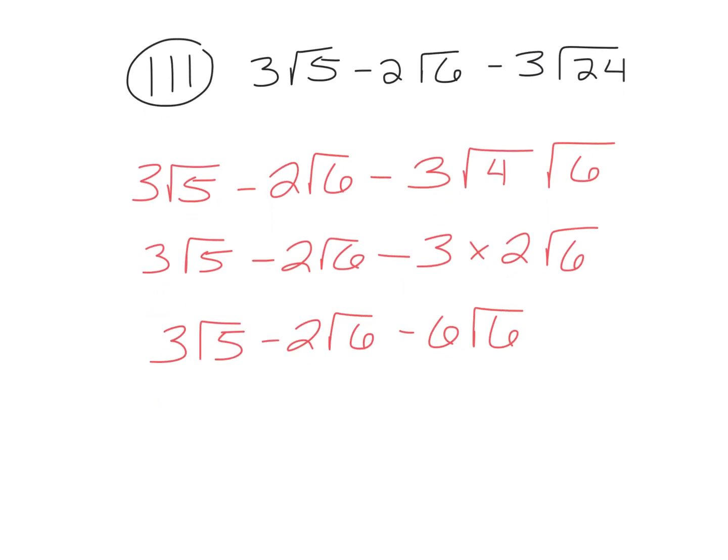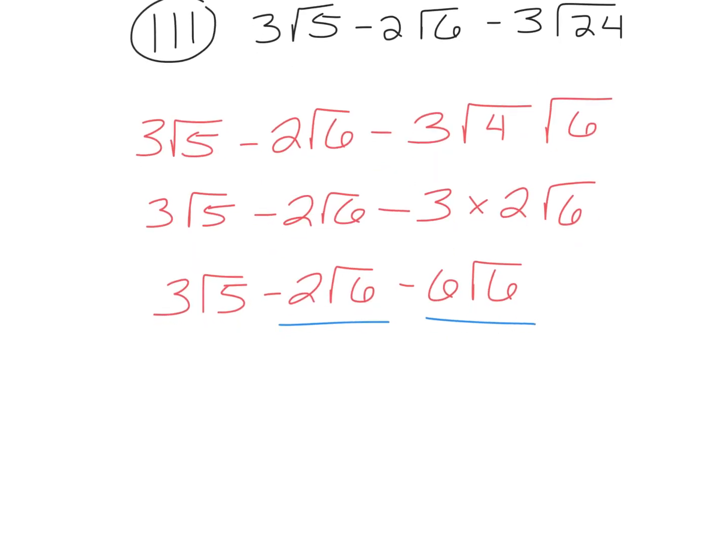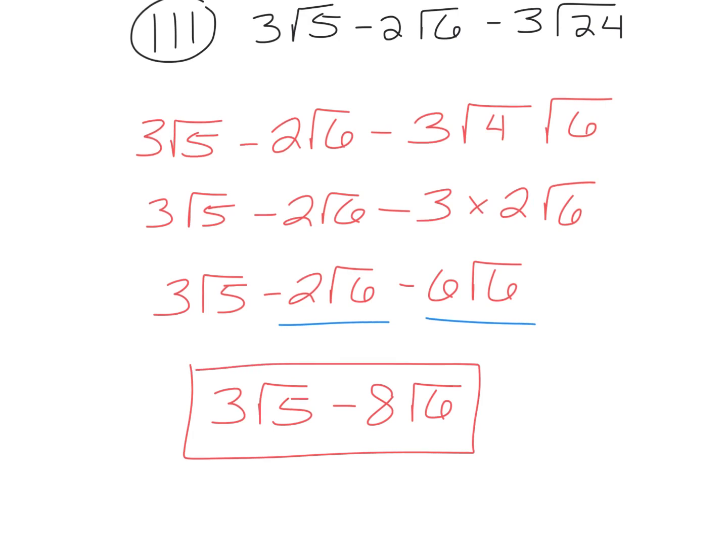Okay, now that I've simplified this, am I done? I heard no. Why not? Right, now we just created like terms, here and here. That was the whole point of simplifying. Okay, what do I do with those like terms? Combine them. Yep. This guy stays. 3 square root of 5. What is my new square root of 6 term? Negative 8 square root of 6. Always check. Can I do anything more? No. This is your answer.